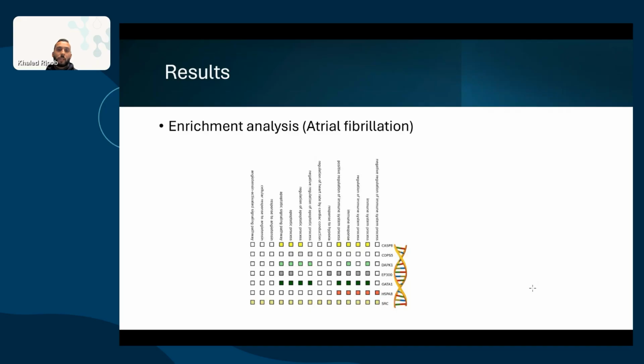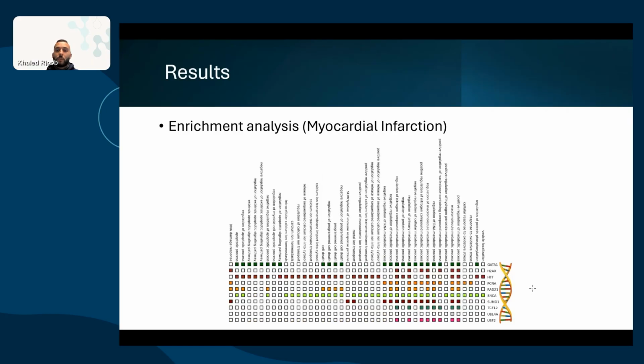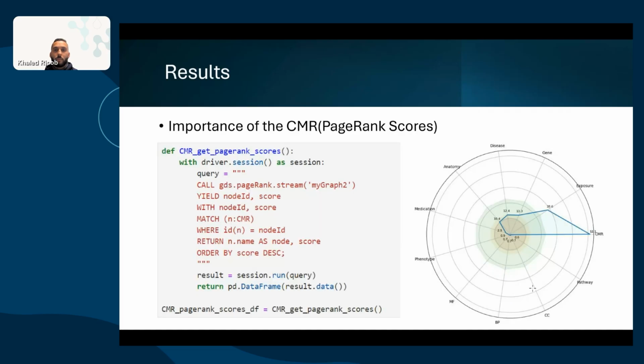And out of the top 10 predicted genes, 7 genes were significantly associated with 14 critical pathways for atrial fibrillation. And in the third enrichment analysis, we found that the top 10 predicted genes for myocardial infarction were significantly associated with 42 critical pathways for myocardial infarction.